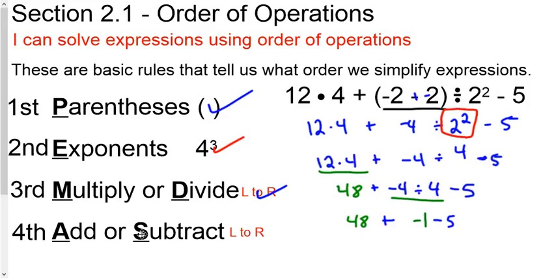Let's go through and do our addition or subtraction, left to right, whichever comes first. Addition's first, so that makes it 47 minus 5, and that's our last bit. Subtraction, 47 minus 5 is 42. That's how you handle the order of operations.